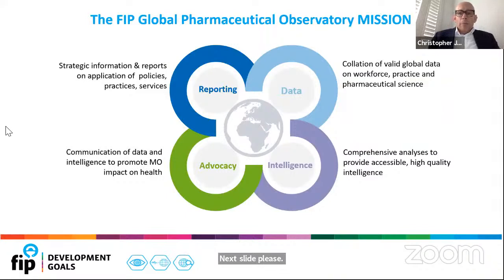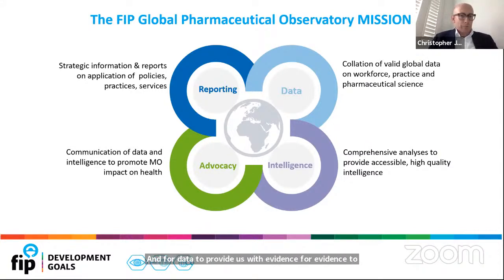Just briefly, the FIP Global Pharmaceutical Observatory's mission centers around data, intelligence, advocacy, and reporting. We know the importance of data, and for data to provide us with evidence, and for evidence to provide us with intelligence. And this is just as important for Development Goal 5 as it is for all the other development goals. So our first task is to collate valid global data on workforce, education, practice, and pharmaceutical science. We must undertake comprehensive analyses of collated data to provide accessible, high-quality intelligence, and all this must be communicated innovatively to promote our member organizations and others' impact on health.